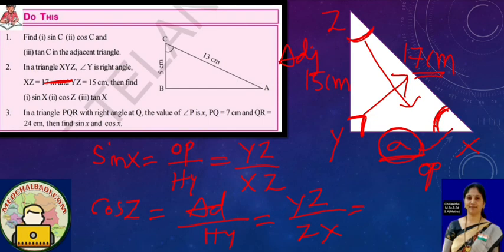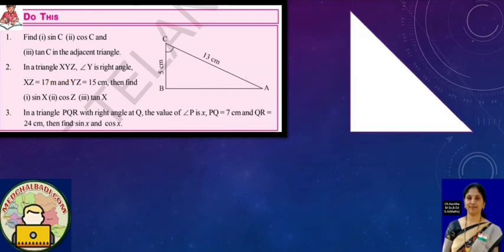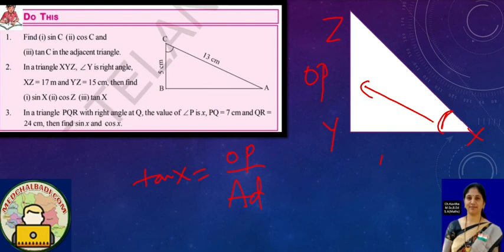Similarly tan X also. For tan X, here there is Y and XZ. Tan X means we get opposite by adjacent. For X we are writing, so this becomes the opposite, this becomes the adjacent, and this is the hypotenuse. That means you have to write opposite YZ by adjacent, which is XY here.